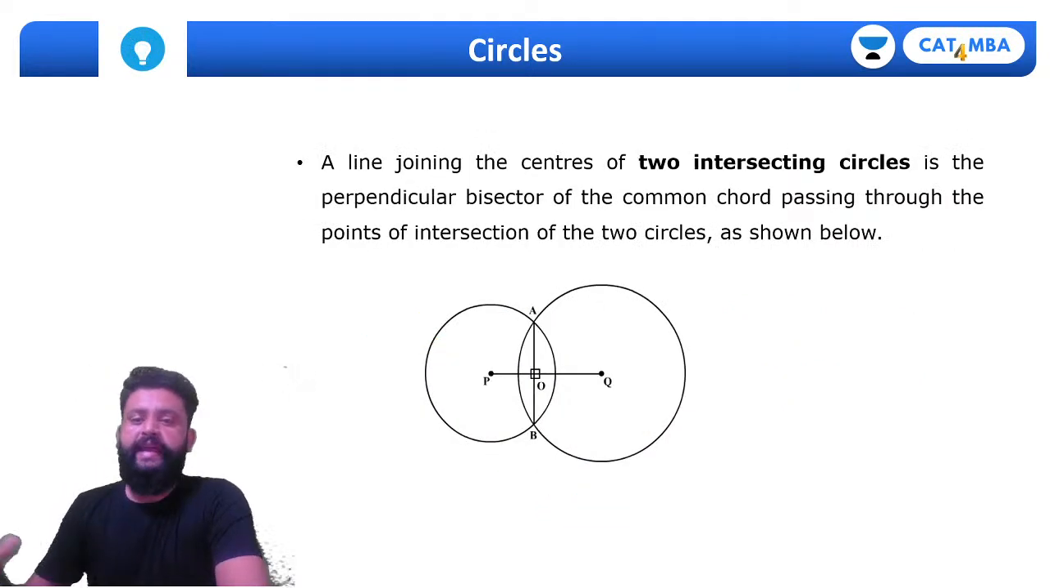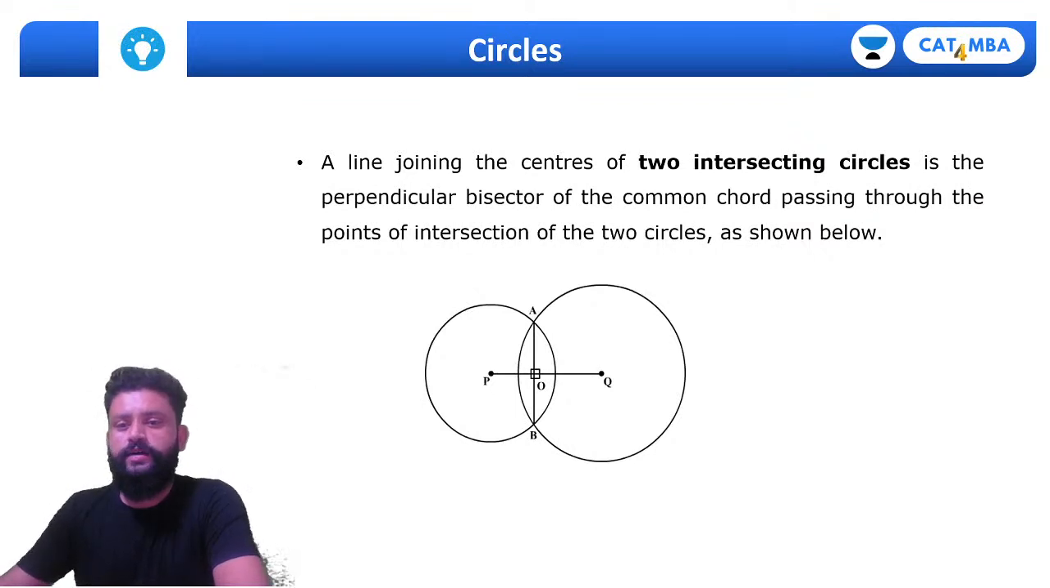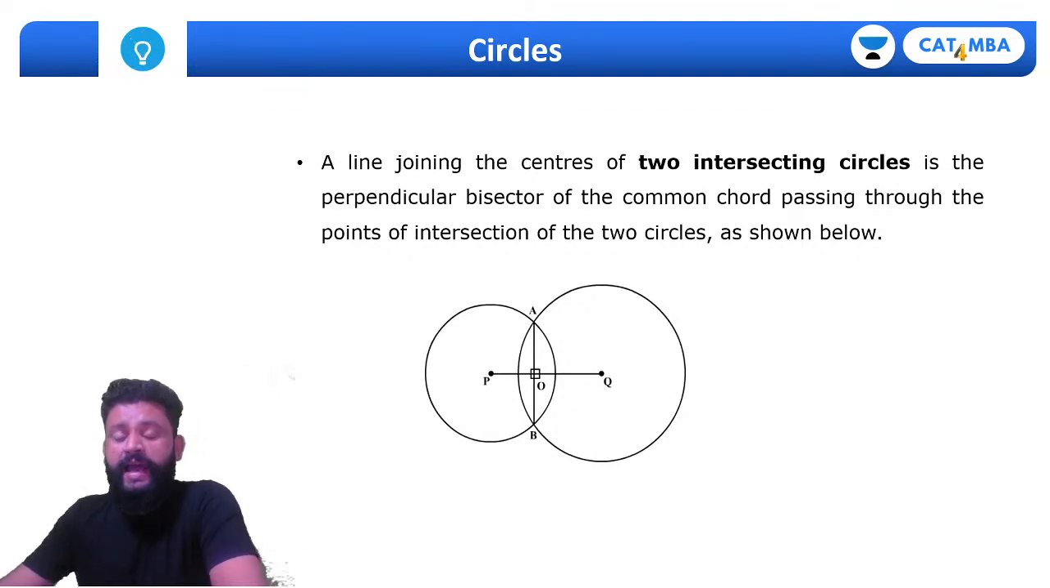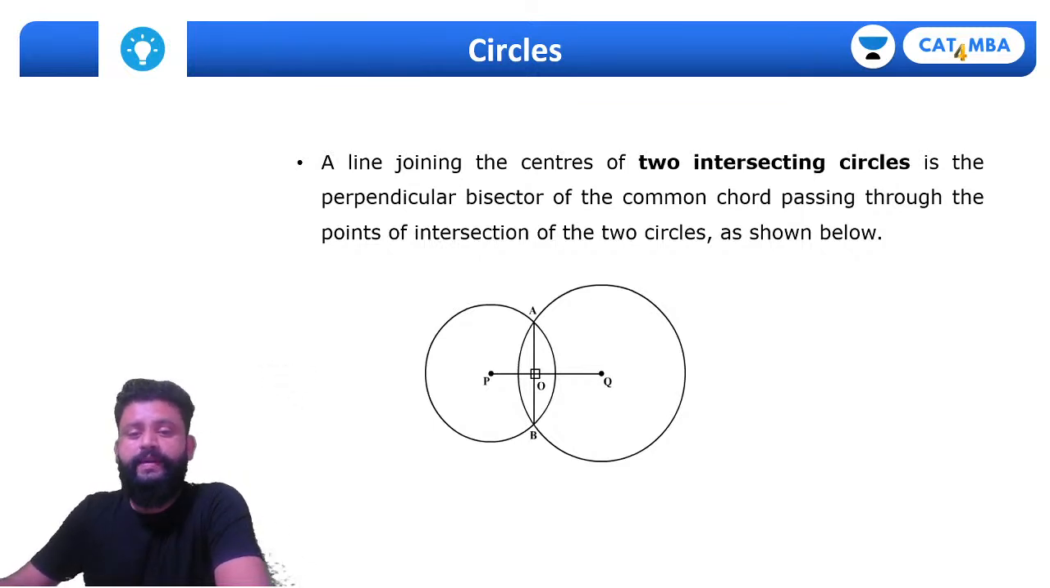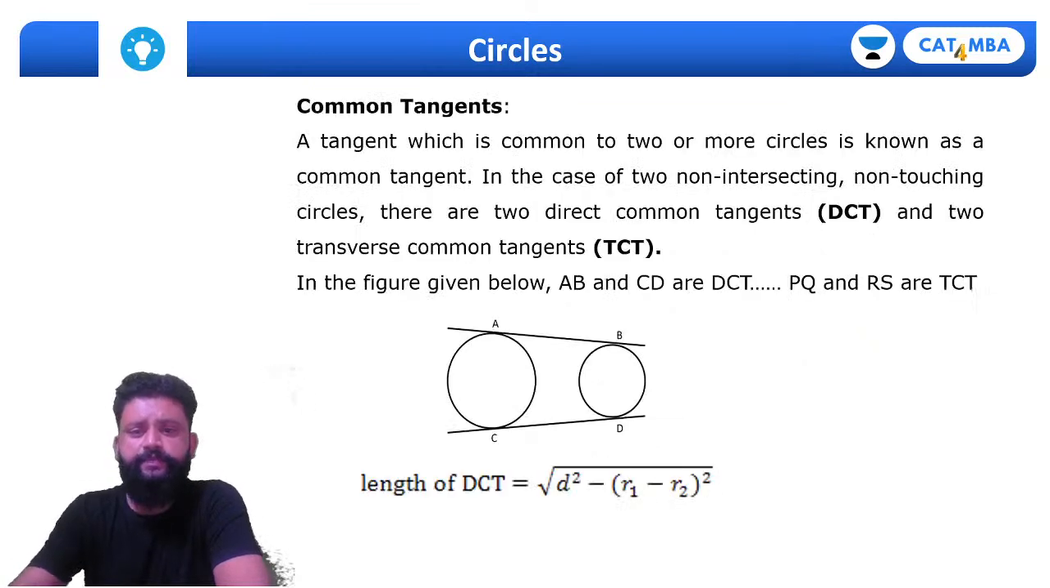Okay, so next important thing: if two circles intersect, the common chord... sorry, the line joining the centers of the two circles will be definitely perpendicular to the common chord, and since it is perpendicular, of course it will bisect, so it is a perpendicular bisector. That's a really easy thing.